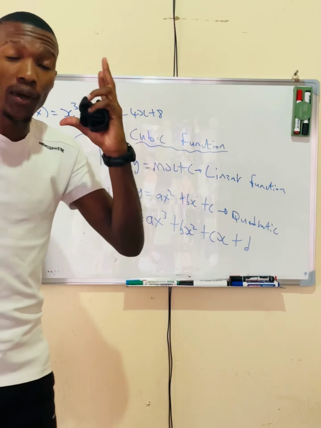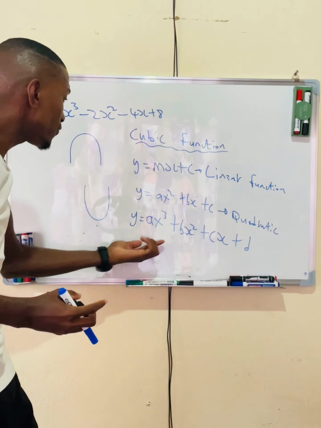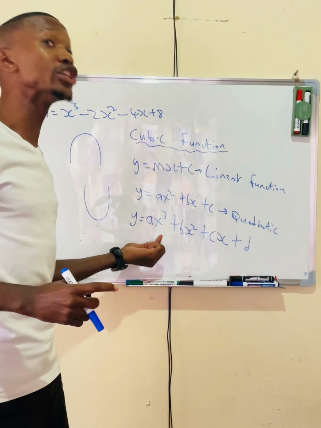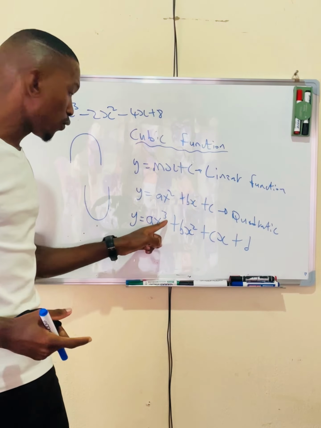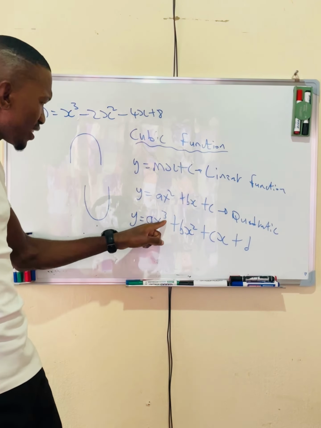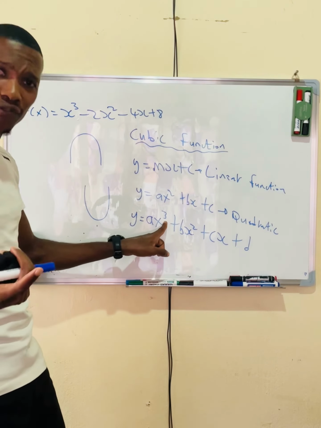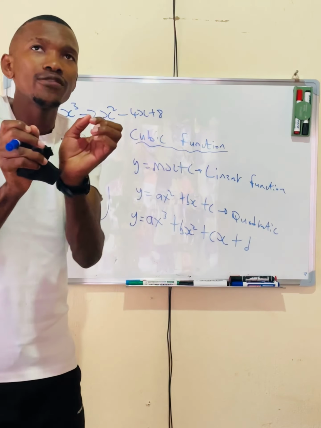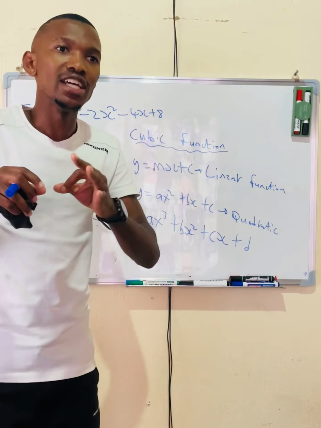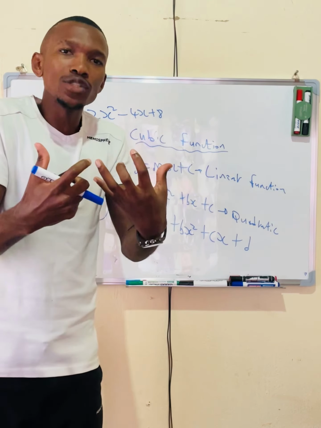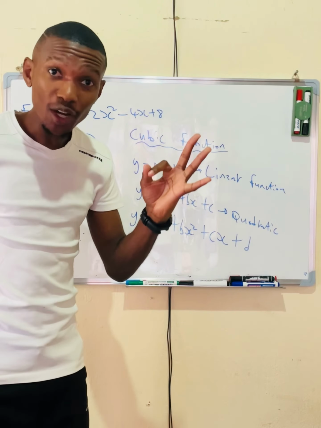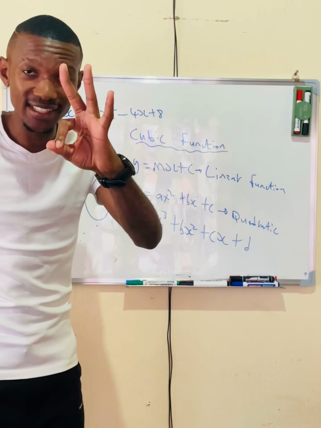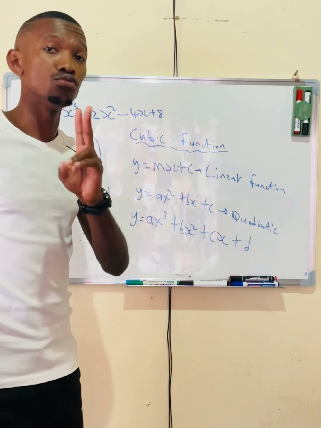I want you guys to understand what a cubic function is. A cubic function is a function that has the degree, or the exponent, or the index of 3. So you can see that the exponent is 3. Since it's cubic, meaning to the power 3, you must know that the x values we are supposed to get are 3. We need how many x-intercepts? 3 x-intercepts.